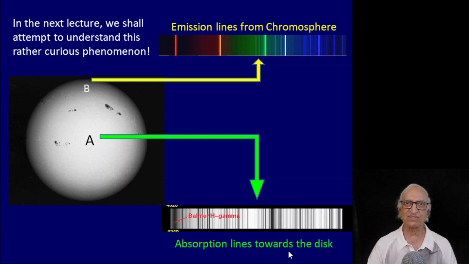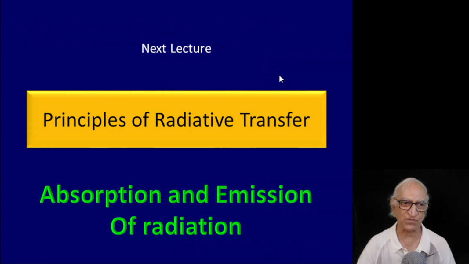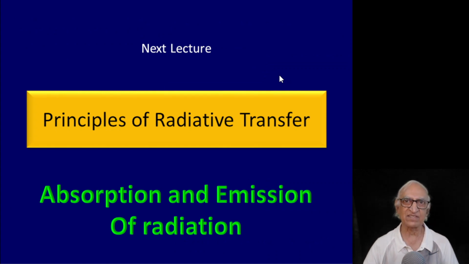So that concludes our discussion for the moment of what are the stars. In the next lecture, we shall attempt to understand this rather curious phenomenon which we left unfinished, namely, why is it that when you look at the disk of the sun, you see absorption lines, whereas if you look at the limb of the sun, like just before a total solar eclipse, you see emission lines from the chromosphere. And that will take us to the subject of principles of radiative transfer and the principles of absorption and emission of radiation. Thank you.